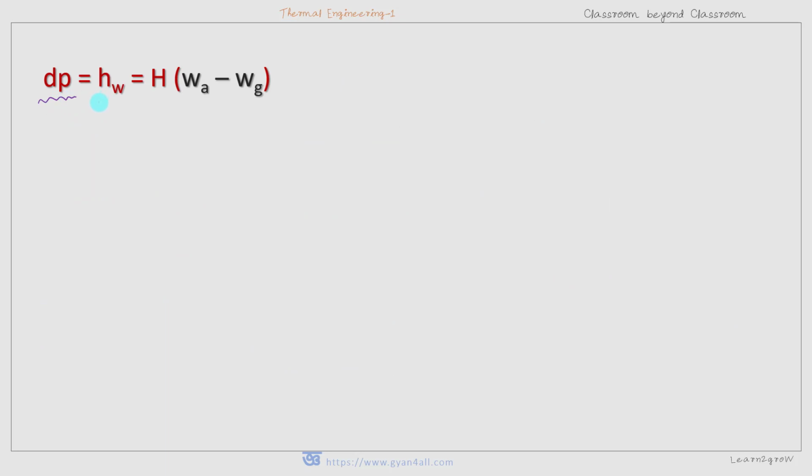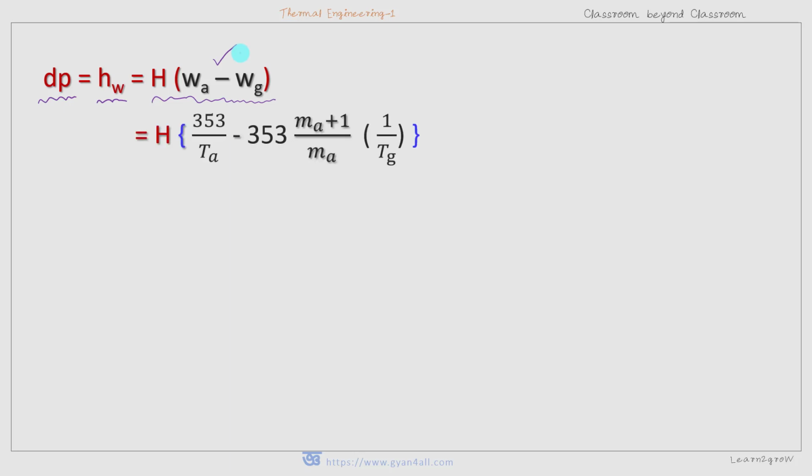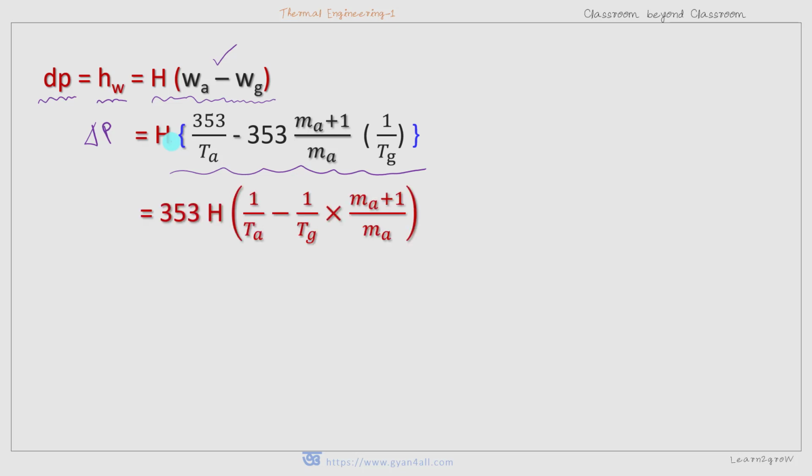Pressure difference dP is equal to Hw in terms of millimeter of water, and in terms of height of the chimney and specific weight is this much. Now if we put the values of Wa and Wg from the previous equations, then the differential pressure delta P is equal to the height of the chimney multiplied by this, and on simplification the final relation is this much.